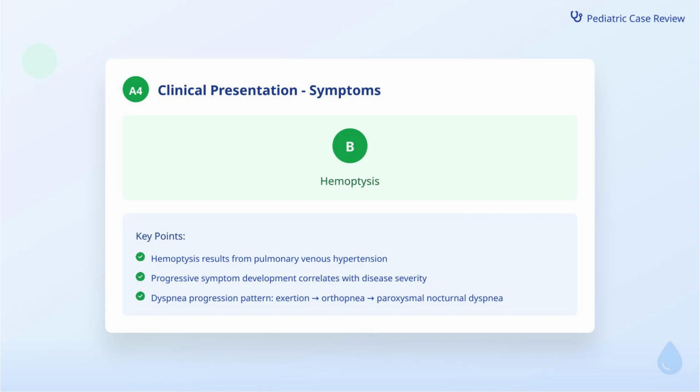While chest pain can occur in mitral stenosis, it's not typically radiation to the left arm, which is more characteristic of coronary ischemia. Syncope with exercise is more commonly associated with outflow obstructions like aortic stenosis. Palpitations can occur in mitral stenosis due to atrial arrhythmias, but they are not specific to this condition and can occur at rest or with activity. The progression of dyspnea from exertion to orthopnea, and eventually to paroxysmal nocturnal dyspnea, is characteristic of worsening mitral stenosis.